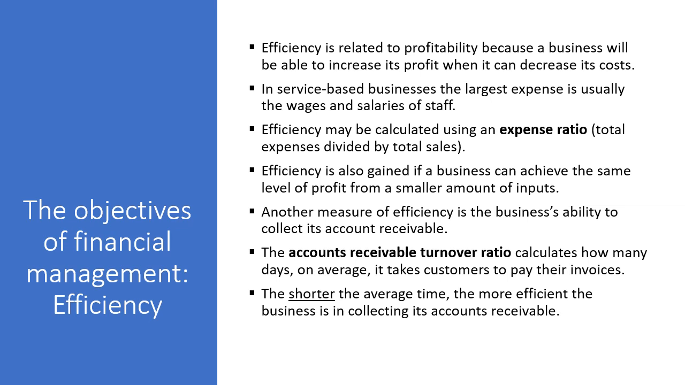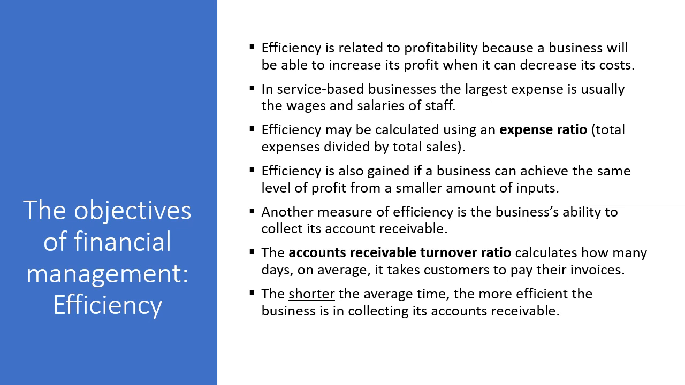Efficiency is related to profitability because a business will be able to increase its profit when it can decrease its costs, absolutely. In service-based businesses, the largest expense is usually the wages and the salary of staff. So I think what we're looking at with that one there, can we have the least amount of people within a shop to actually get the maximum output? Efficiency may be calculated using the expense ratio, and we're going to look at that later on when we are looking at our ratios. Efficiency is also gained if a business can achieve the same level of profit from a smaller amount of input. But again, we have to make sure that we're not compromising on quality here.